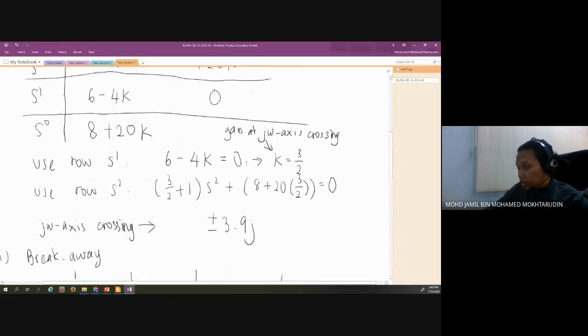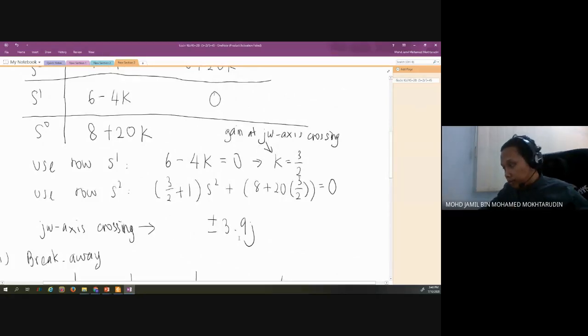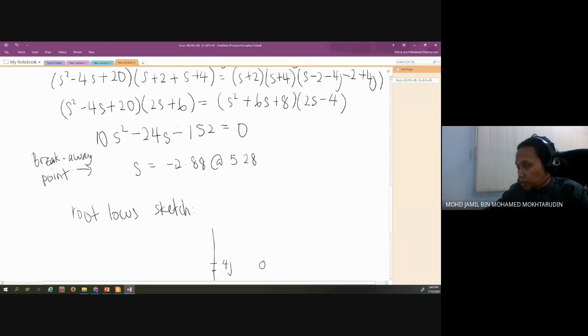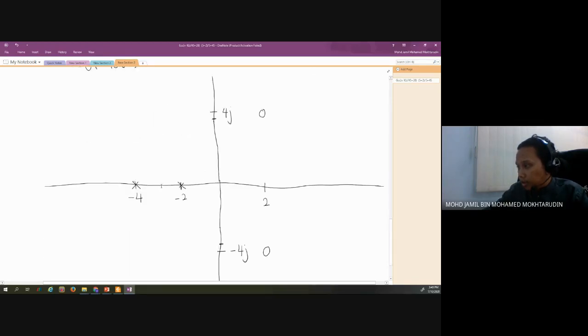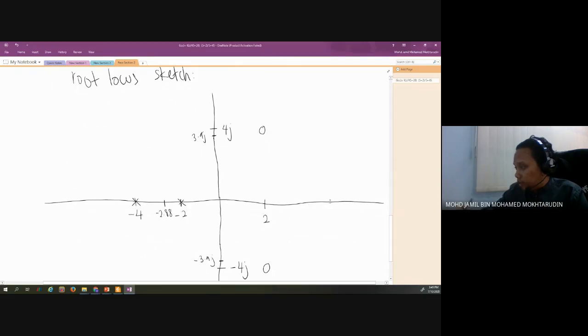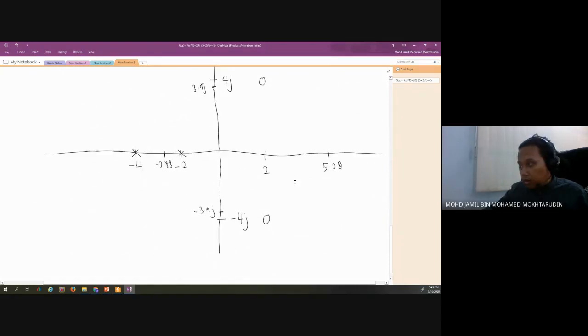And then you already have the JW axis crossing. So S at plus minus 3.9j will be somewhere here. And then you also found the breakaway points. One is at minus 2.88, somewhere here. And the other one is at 5.28, maybe here. Okay, that's all the points that you have found.